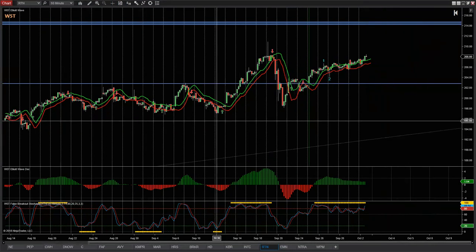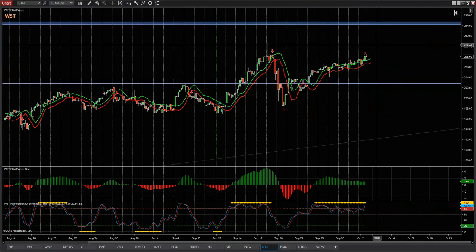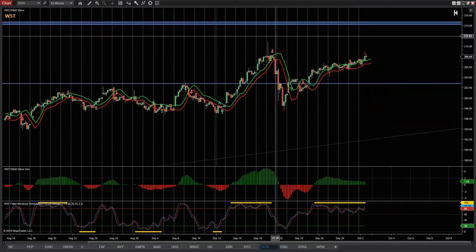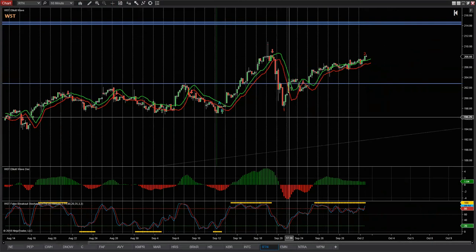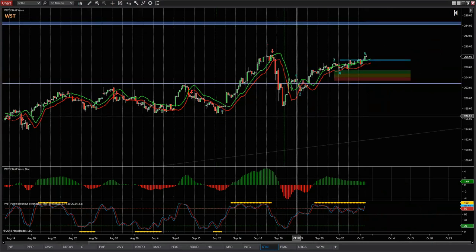Isolate your wave counts. We don't know where we are yet because we haven't reached up there. But again, look for those. I would isolate here and see how it goes, okay?